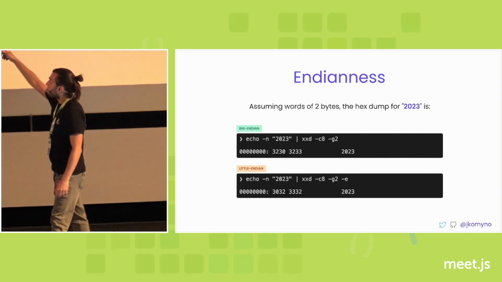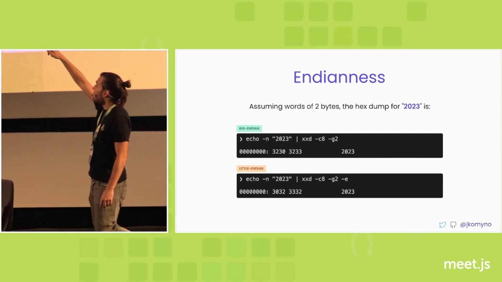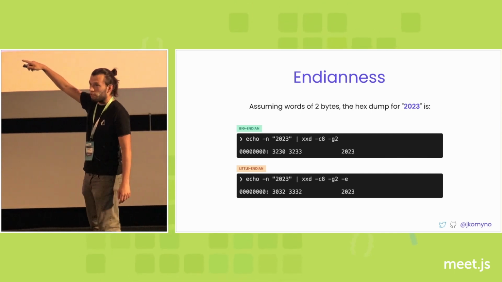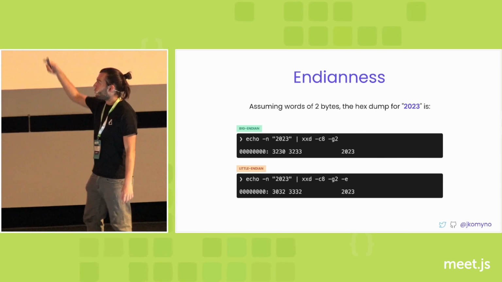So a little bit of an example. Take the current year encoded as a string, and we explore the binary representation of it.